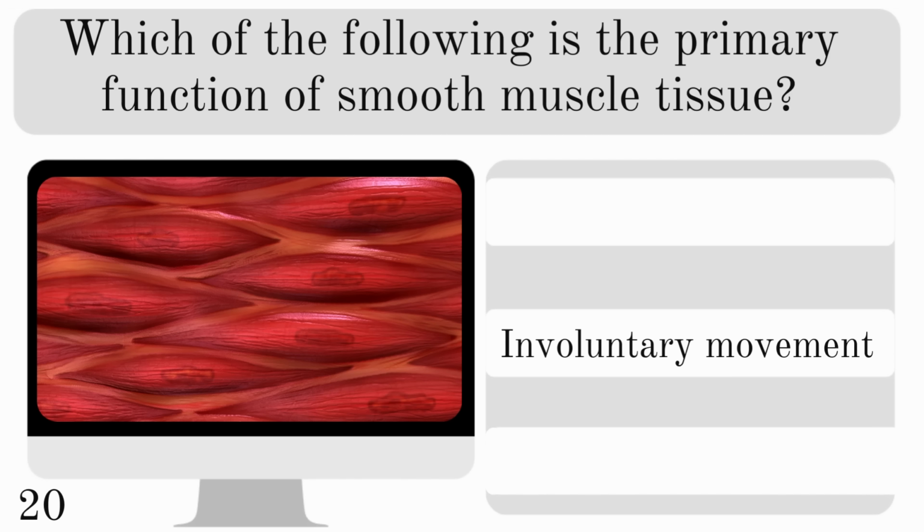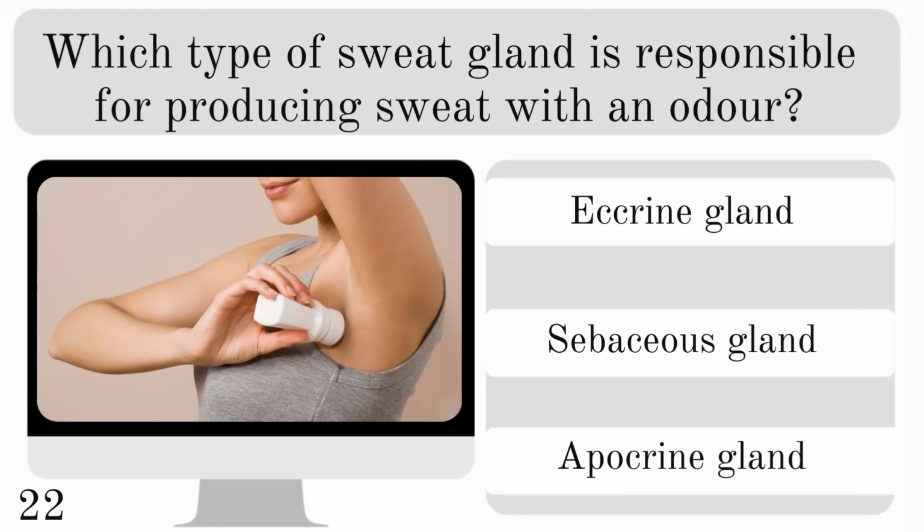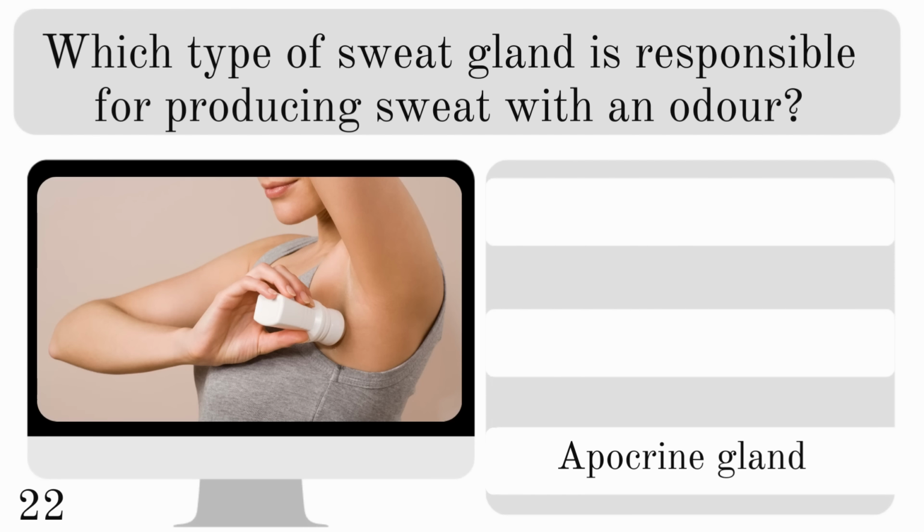It's the integumentary system. Which layer of skin is responsible for producing new skin cells? The dermis, hypodermis, or epidermis? And the answer we're looking for there, the epidermis. Which type of sweat gland is responsible for producing sweat with an odour? Eccrine, sebaceous, or apocrine? And the correct answer there, apocrine.